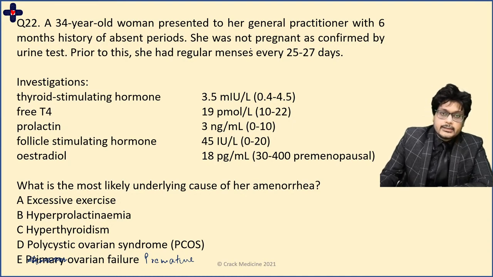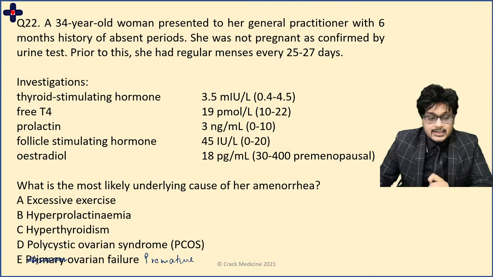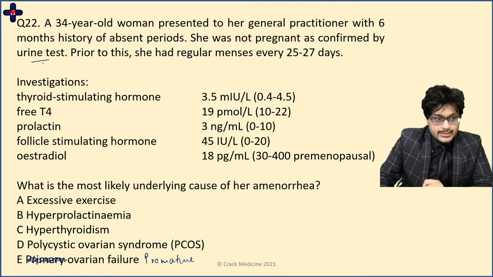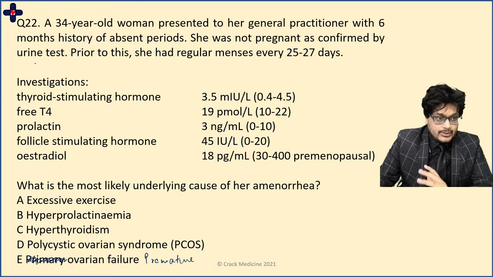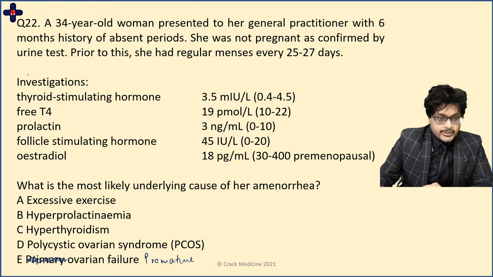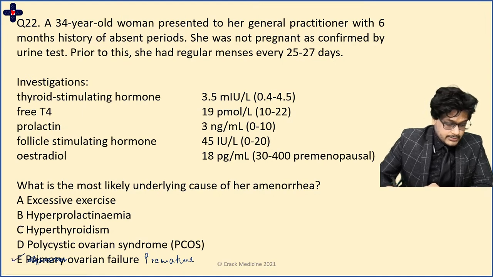Also remember that in some of the questions, you will be given a choice of confirming the pregnancy test again, but the urine test kit that you get for confirming pregnancy has a 95% sensitivity. So don't waste your answer by confirming it again. The home test kit that is available in the market has quite a high sensitivity level, so don't worry about that. So premature ovarian failure is the correct answer over here.